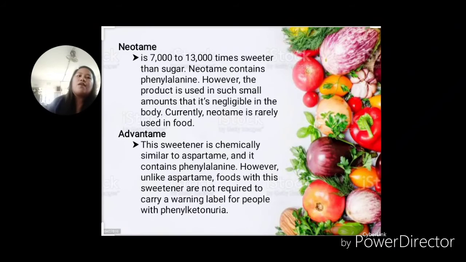Neotame is 7,000 to 13,000 times sweeter than sugar. Neotame contains phenylalanine. However, the product is used in such small amounts that it is negligible in the body. Currently, neotame is rarely used in food. This sweetener is chemically similar to aspartame and it contains phenylalanine. However, unlike aspartame, foods with this sweetener are not required to carry a warning label for people with phenylketonuria.